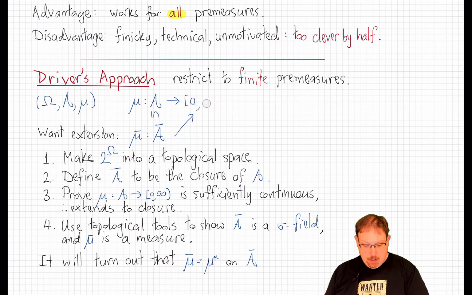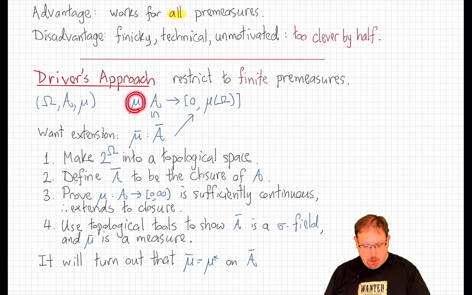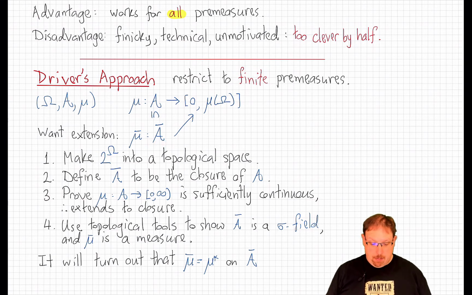That means that mu is a function from our field into some compact interval, from 0 up to a number, which is mu of omega. Our goal is to extend that function mu from A to a function mu bar on some set containing A, which has nice properties, that is a sigma field, and so that this function has properties as nice as the original one.